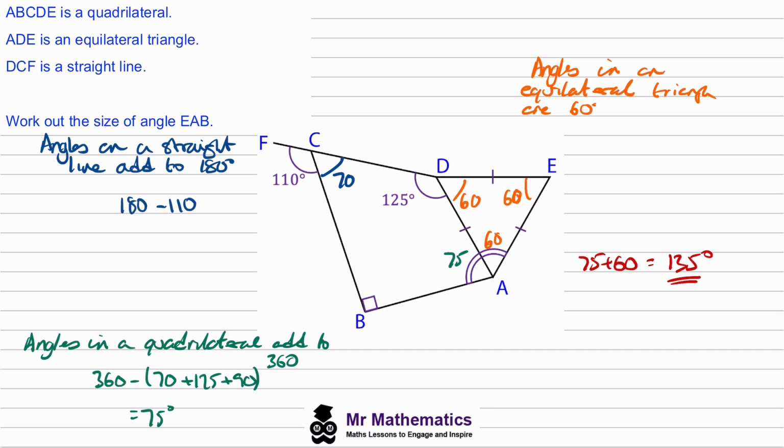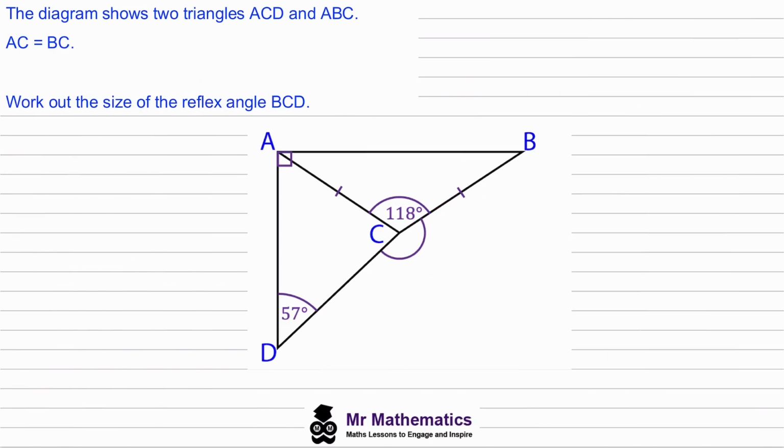Let's try another question. So do you want to give this question a go? We're told that this is an isosceles triangle and we need to work out the reflex angle between D to C to B. So this angle here.